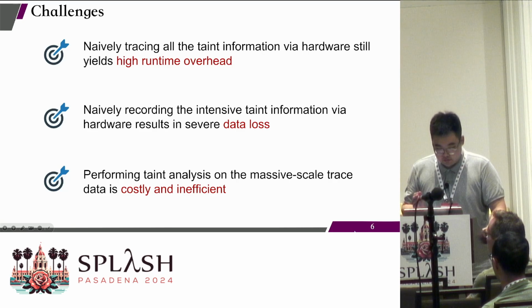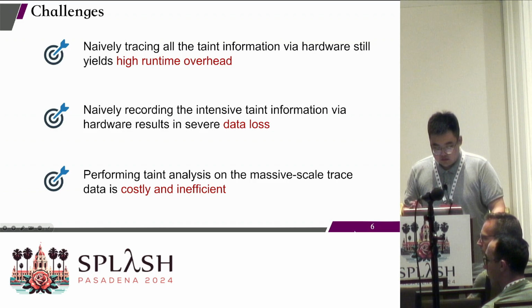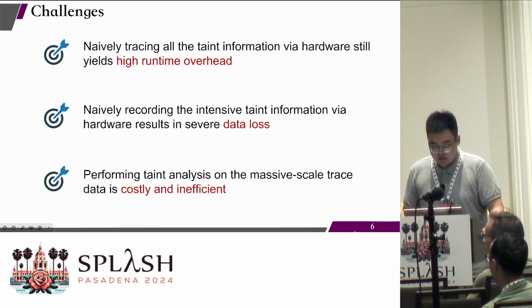There are mainly three technical challenges. First, even when we are using hardware tracing, collecting all the taint information still leads to high runtime overhead. Secondly, naively recording the intensive taint information via hardware results in severe data loss, because the bandwidth of the hardware trace output is limited. And third, performing taint analysis on massive-scale trace data is costly and inefficient. For the first two challenges, we use static analysis to reduce the amount of data collected from hardware. And for the last challenge, we do the taint analysis in parallel to reduce the latency of taint analysis.